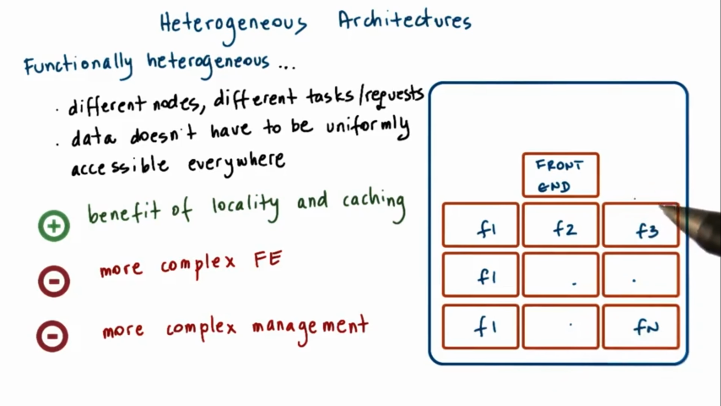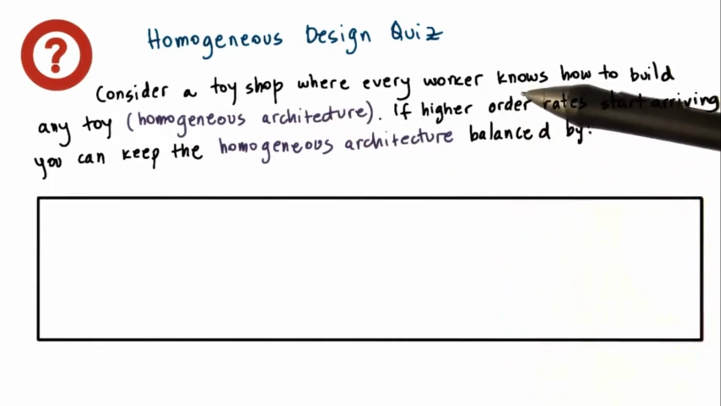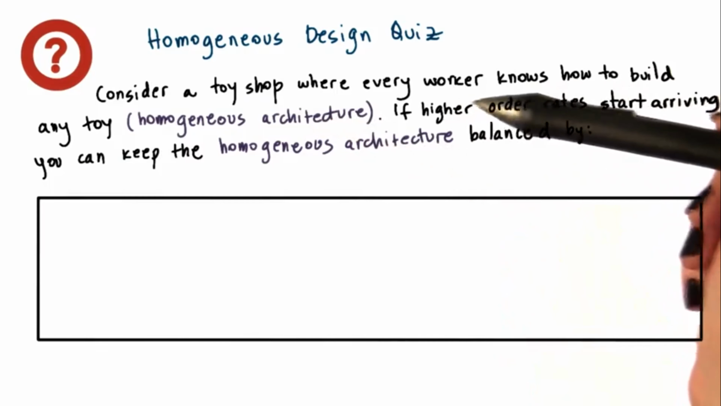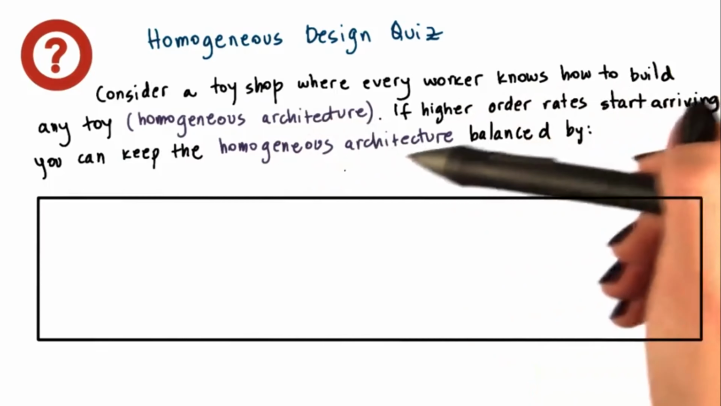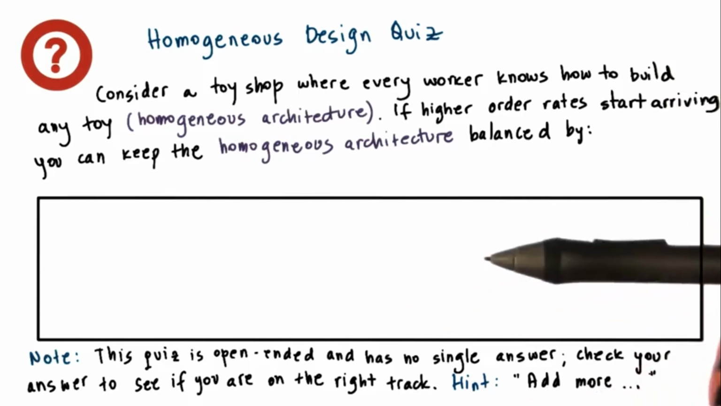Consider a toy shop where every worker knows how to build any type of toy. So this is like the homogeneous architecture example. If the rate at which new orders are arriving starts increasing, how will you keep this homogeneous architecture balanced? Note that this quiz is open-ended, and also as a hint, you may want to think about answering the quiz by saying add more of what.